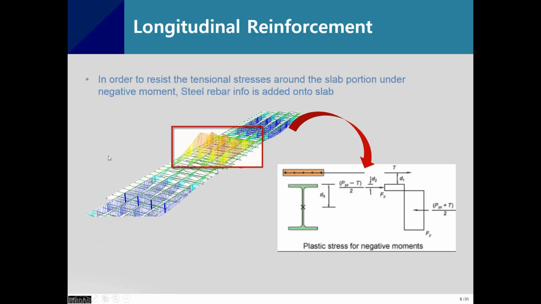So how can you define the longitudinal reinforcement? In other words, how can you put the steel rebar on the slab portions. Again, this one is to resist the tensional stress around the slab portion under negative moment. Steel rebar info is added onto the slab. So as you can see on here, around the support area, you can find the negative moment, and the concrete cannot resist the tensional stress, so you have to put the steel reinforcement at the slab portions.